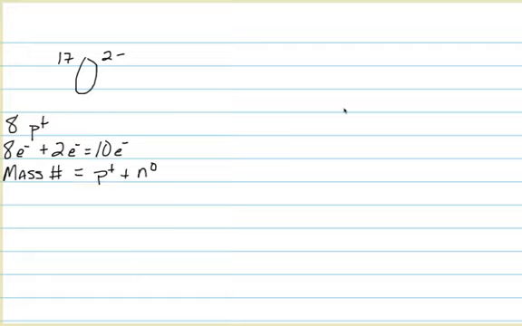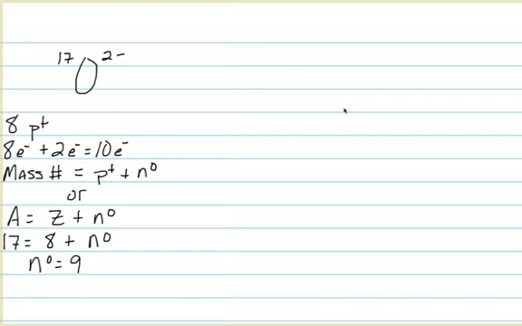Mass number is equal to the protons plus the number of neutrons, or we can symbolize this as A, mass number, is equal to Z, the atomic number, plus the number of neutrons. If we plug our values in, we know that we have a mass number of 17 based on the symbol. We have 8 protons because atomic number 8 is for oxygen. So our unknown here is our neutrons. And when we do the math, we find that there are 9 neutrons. So in this ion, which is an oxygen-17 isotope, we have 8 protons, we have 9 neutrons, and we have 10 electrons. Let's look at 3 more examples.